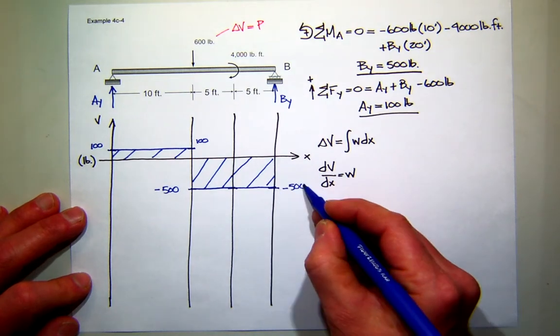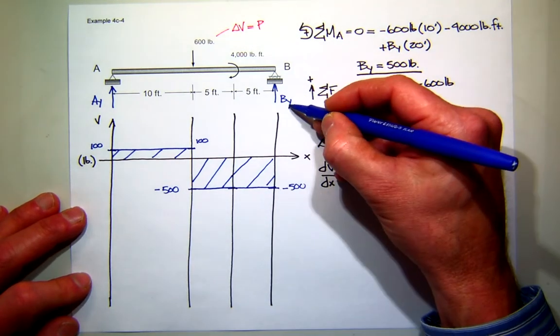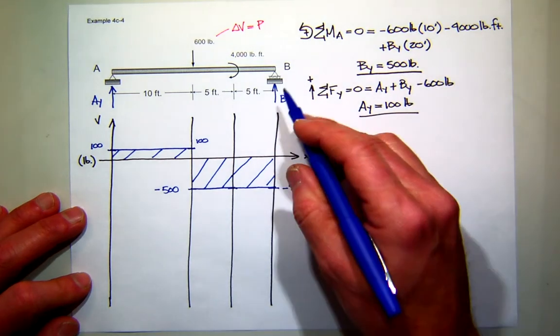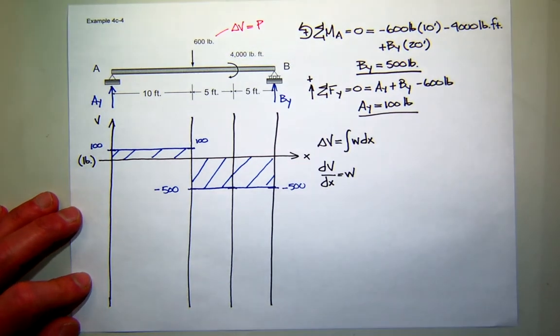So it looks like we get this. And this 500 matches what our shear at B_y was. We said B_y was 500 and up, and that's negative shear. So does it end at 0? No, the shear at B is minus 500.